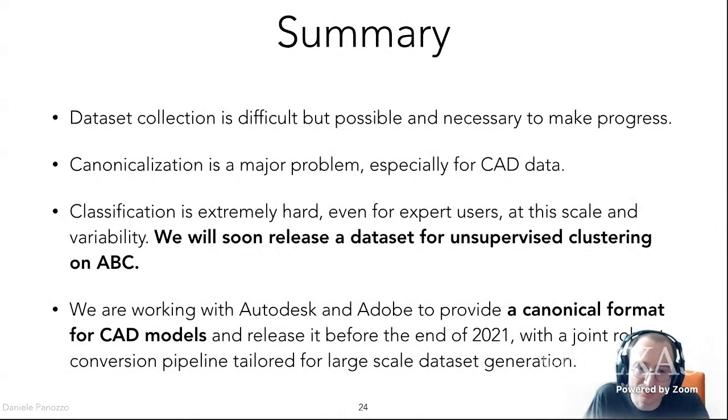Another effort, which we are doing in collaboration with both Autodesk and Adobe, is to try to get to a point where, specifically for computer-aided design models, we have a canonical format and a canonical open source geometric kernel that is able to take this geometry and convert it into the typical representations that are used for deep learning. This is a pretty major effort, and my hope is that we're going to have it out before the end of 2021.